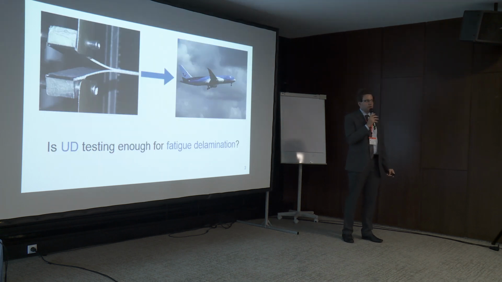So if we want to take what we learn from our standardized testing and apply it to full-scale structures, then we need to ask, is this unidirectional testing enough? Or do we somehow need to take this fiber orientation effect into account?